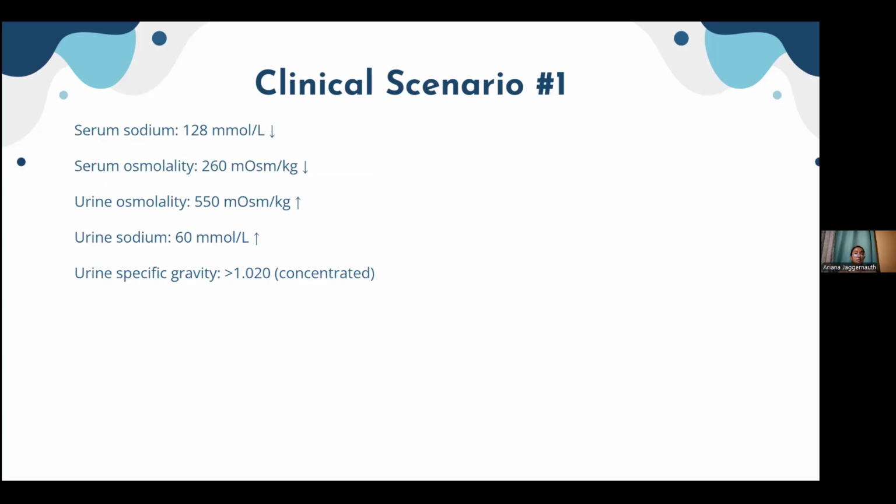So on day 5 post-op, this is what her labs are noted to be. Her serum sodium has now dropped from 138 to 128. Serum osmolality is at 260. Urine osmolality is increased at 550. Her urine sodium is increased at 60. And her urine specific gravity is increased, so she has particularly concentrated urine, with the urine specific gravity being greater than 1.020.